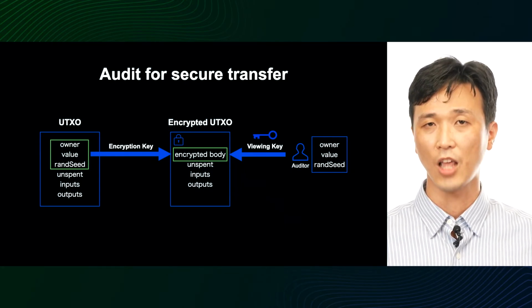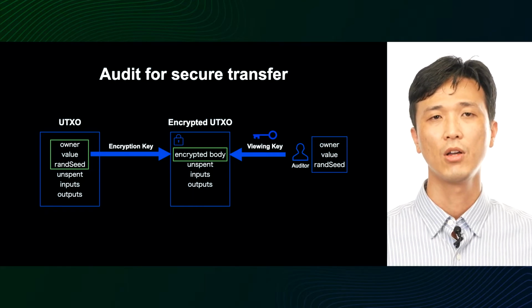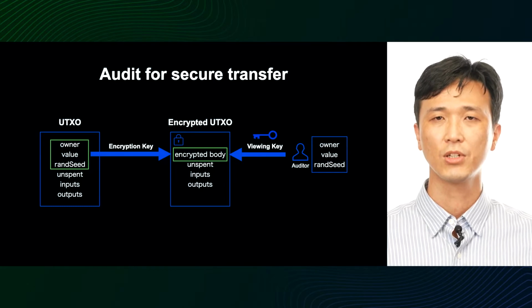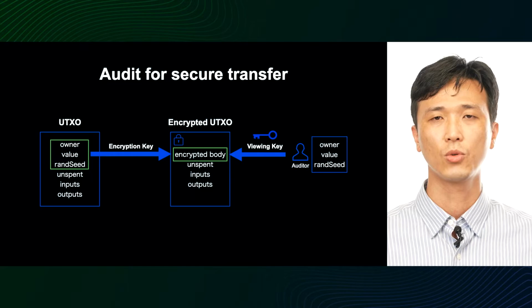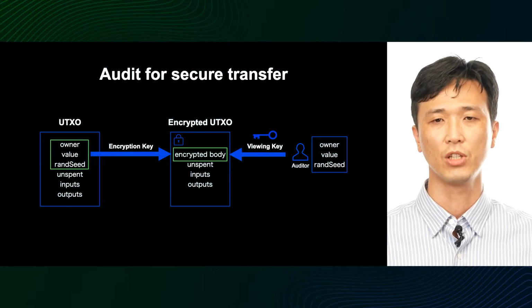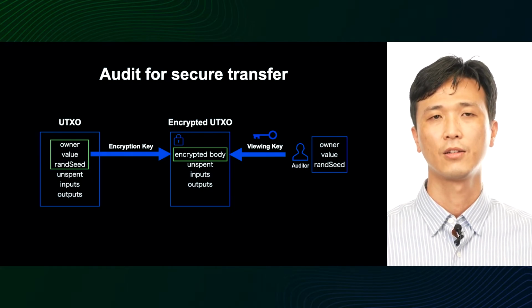In order to satisfy the fourth requirement that a secure transaction should be auditable by an auditor, the security balance used in the secure transaction is encrypted with an encryption key and a viewing key pair, which is different from the signing key used to prove ownership.